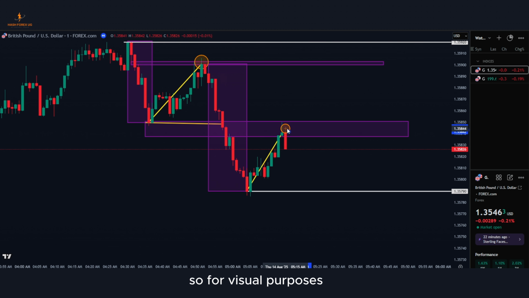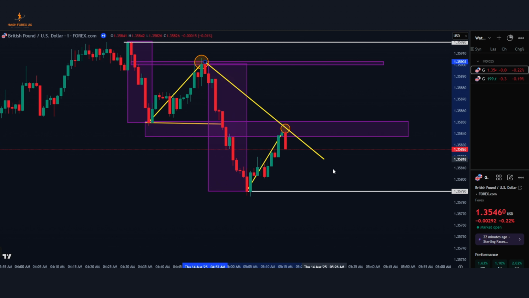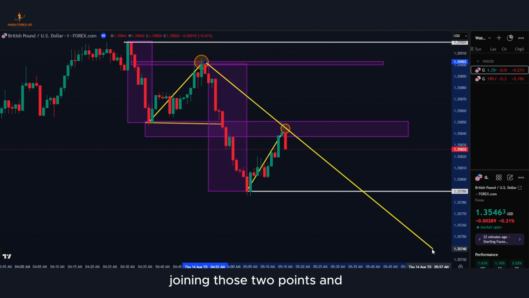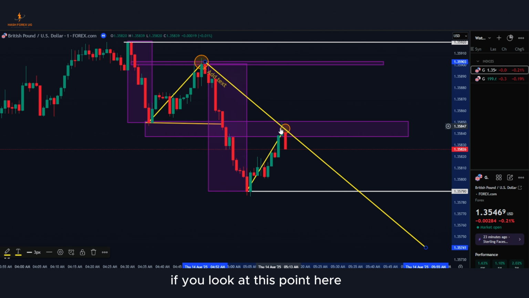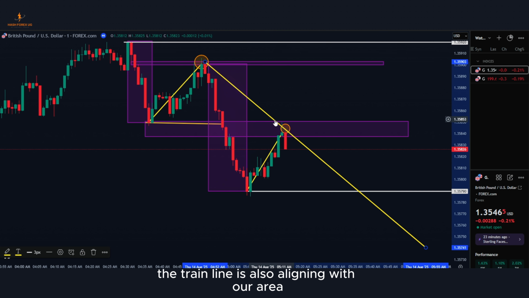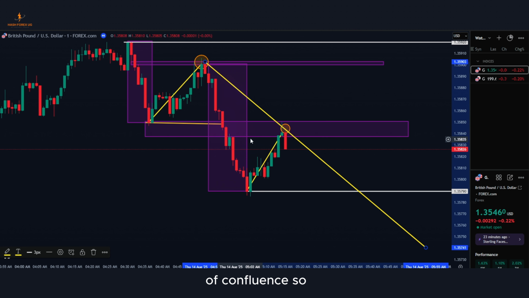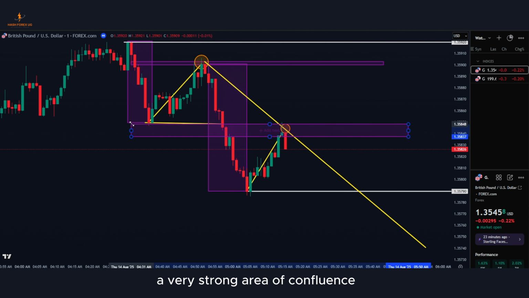So for visual purposes, we are going to add our trend line joining those 2 points, and this trend line is showing us the path in which the downtrend is going to be following. If you look at this point here, the trend line is also aligning with our area of confluence. So this is making this zone a very strong area of confluence.